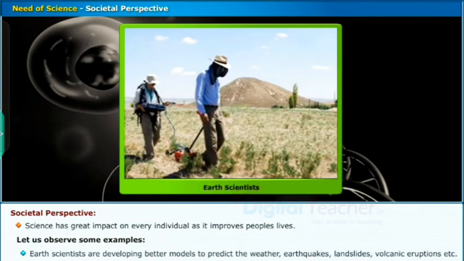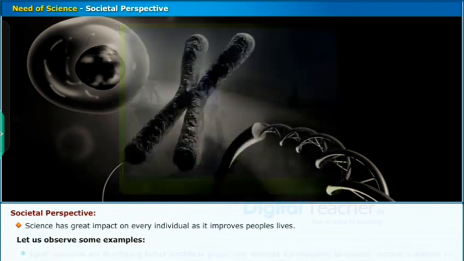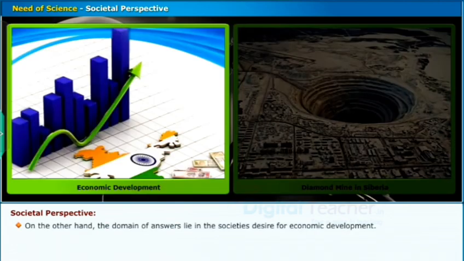Earth scientists are developing better models to predict the weather, earthquakes, landslides, volcanic eruptions, etc. On the other hand, the domain of answers lie in the society's desire for economic development. Let us observe some examples.